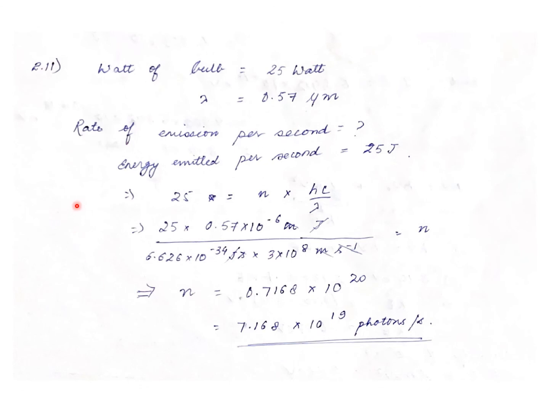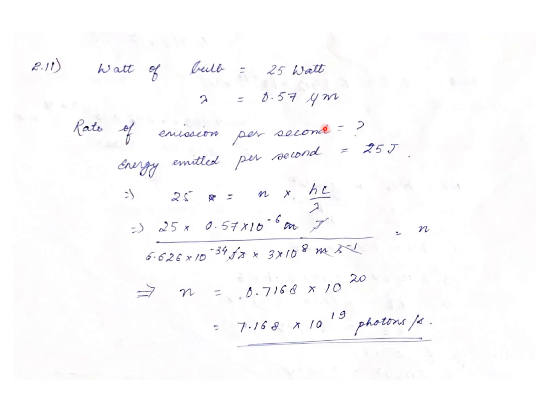So now question number 2.11. This question is a bit tricky, but it is very easy because it will be solved by a very simple equation. It says a 25-watt bulb emits monochromatic yellow light of wavelength 0.57 micrometer, and the wattage of the bulb is given as 25 watts. Okay, you need to calculate the rate of emission of quanta per second.